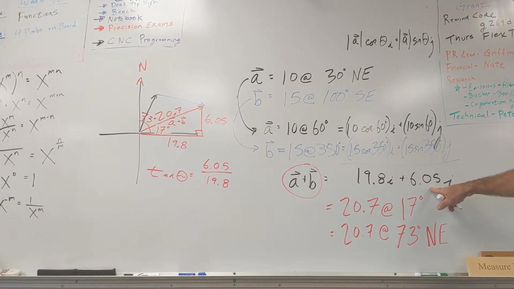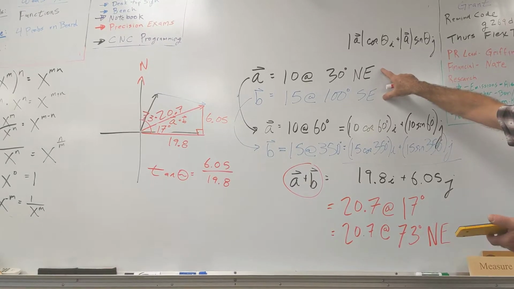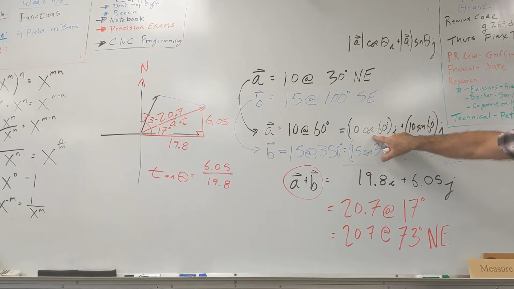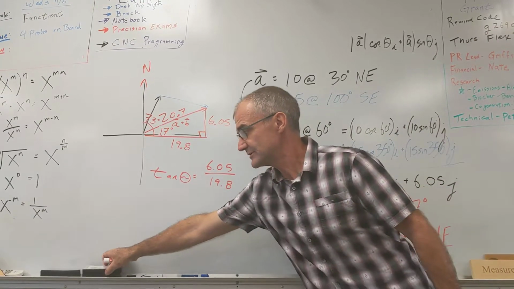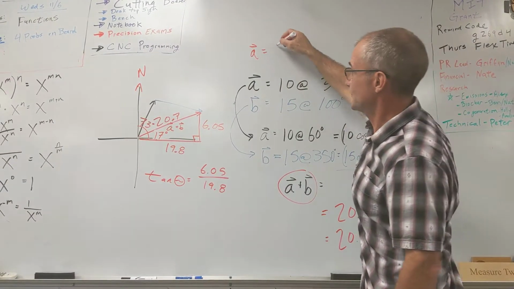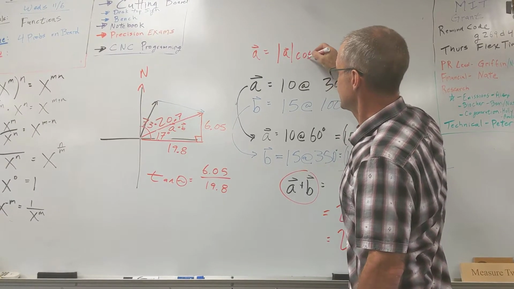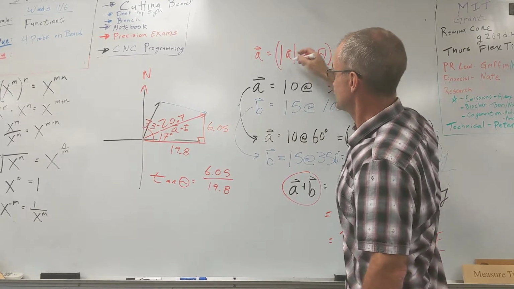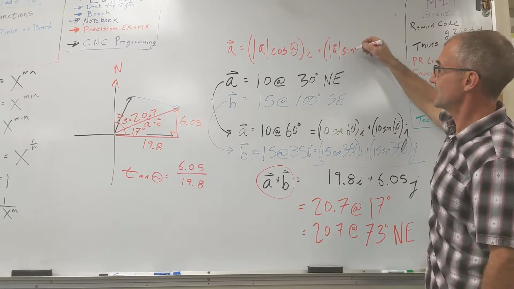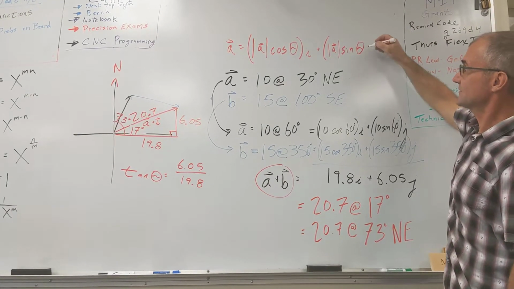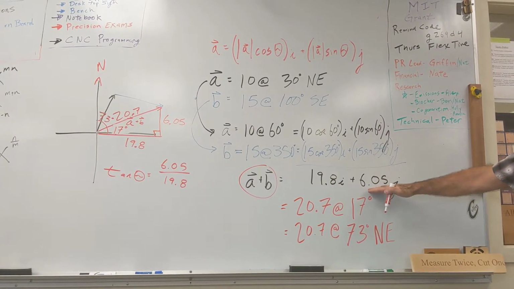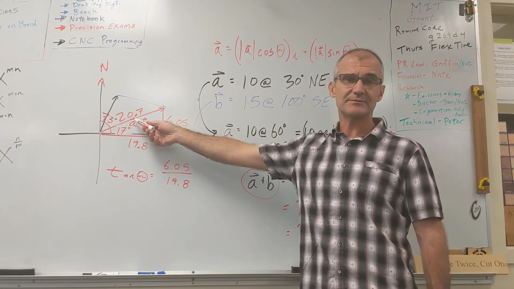And this is component form. So really the first step, given these two vectors as a magnitude and direction off of north, is to convert them into magnitude and direction off of x, because I'm going to do right triangle trig. And then I just plug them into the equation. Let me write that one more time a little larger. Into the component form. Vector A, component form, is the magnitude of A cosine of the angle it makes off of the x-axis. That's my horizontal component, plus the magnitude of A sine, right, opposite over hypotenuse, sine of the angle it makes off of the x-axis, j. And then that's my answer in component form. I go over 19.8, up 6.05, and then I use my properties of right triangles to find the magnitude and the angle.